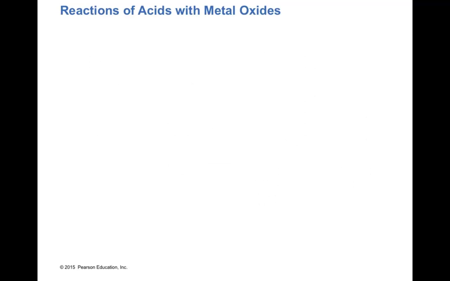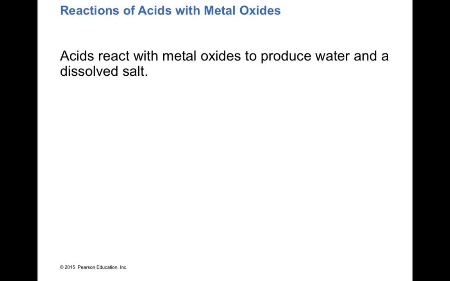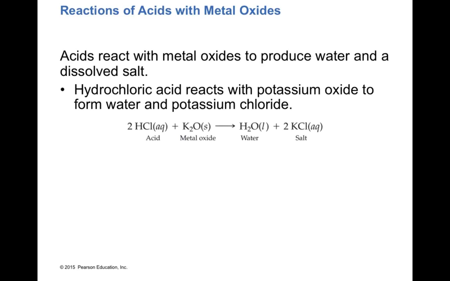Reactions of acids with metal oxides. Acids react with metal oxides to produce water and a dissolved salt. Hydrochloric acid reacts with potassium oxide to form water and potassium chloride. So here we have HCl and the metal oxide, and this reaction will produce water and salt. Also a reaction of neutralization.